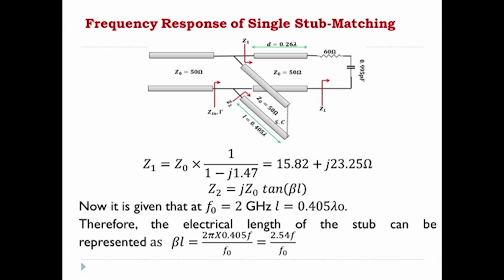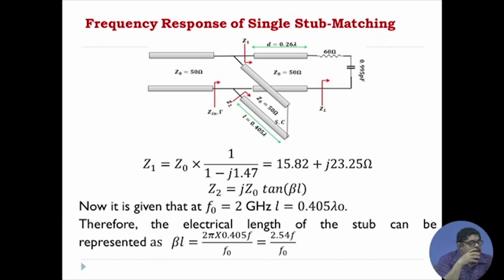Now, the frequency response of single stub matching: you see this same design. Let us say we have taken some values, that D is 0.26 lambda, D meaning the position of the stub from the load. Say the load has a resistive part of 60 ohm and, let us say, some capacitance is there. So the load is 15.82 plus something. When it is converted here, this is called Z1.